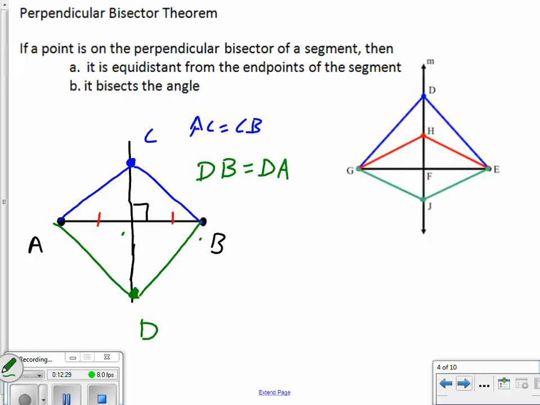We know that for sure because it's the perpendicular bisector, because this length is the same as this length, and because this is a 90-degree angle. So it has to be.